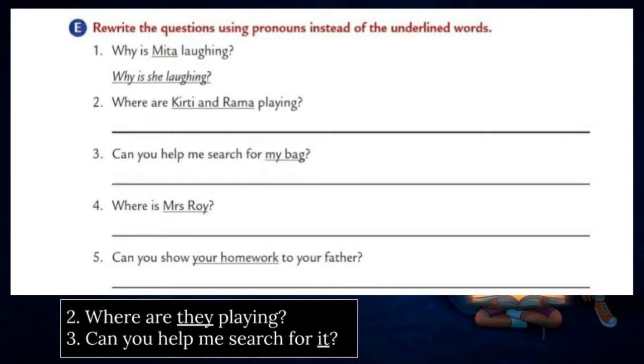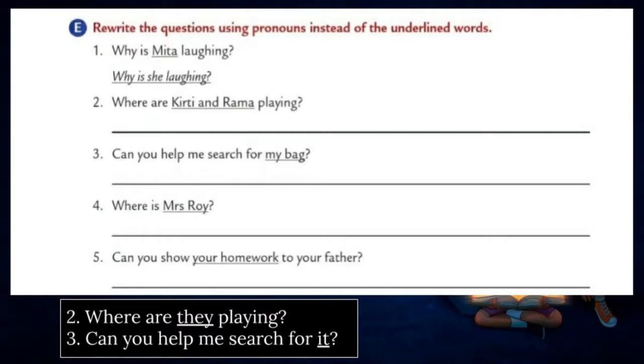Let's move to the third one. Can you help me search for my bag? Actually, bag is an object. I already said that the pronoun it is used for non-living beings, non-living things and animals. So here bag is an object, a non-living thing. We should use the pronoun it. The answer is, can you help me search for it?